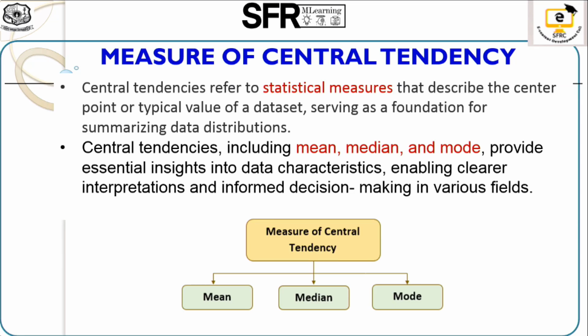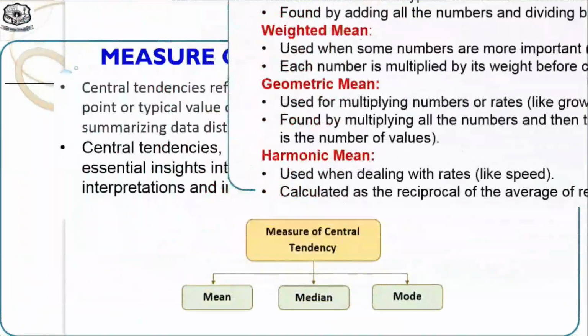First, we will see the measures of central tendency. Central tendency refers to a statistical measure that describes the center point or typical value of a data set, serving as the foundation for summarizing the data distribution. Central tendency, including three values, mean, median and mode, provides essential insights into data characteristics, enabling clear interpretations and informed decision making in various fields. Here, the measure of central tendency is divided into mean, median and mode. First, let us see the types of means.